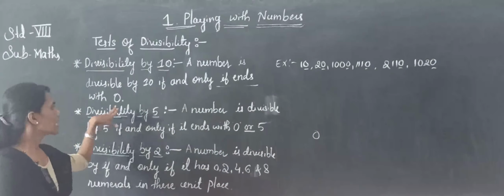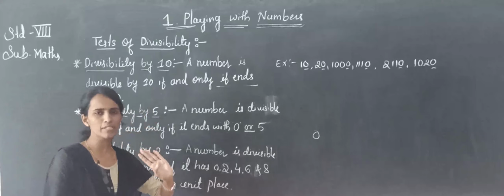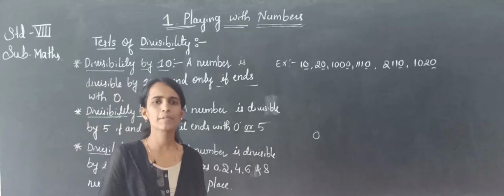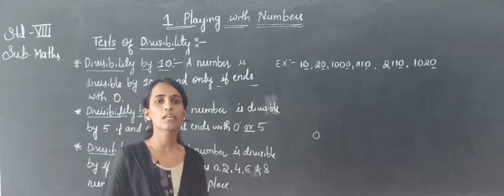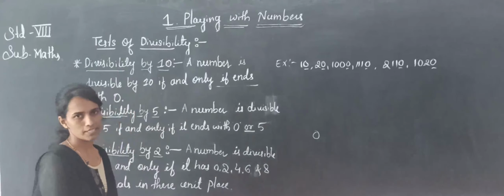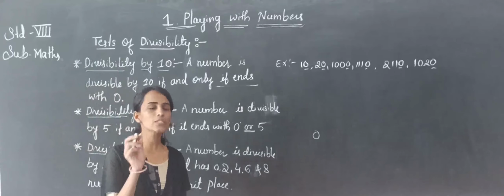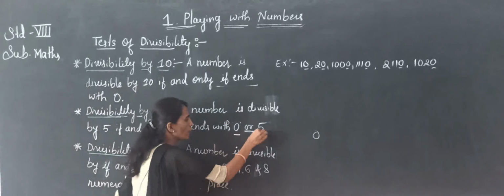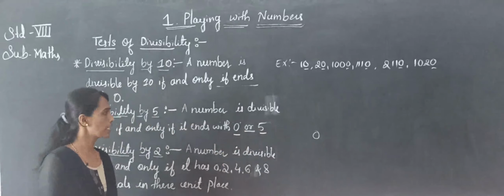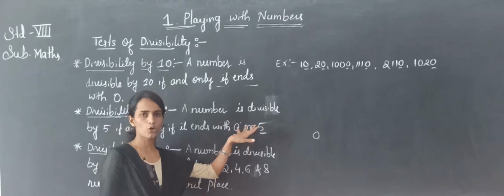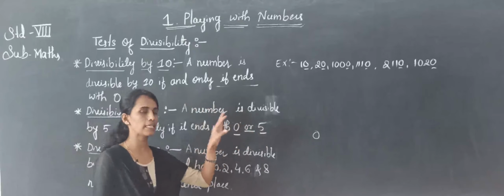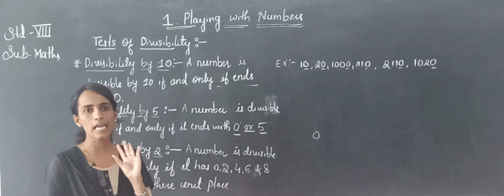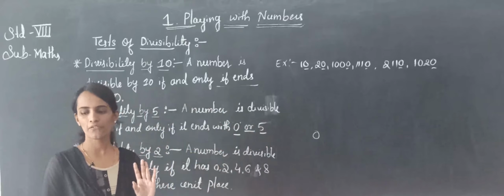The next one is the divisibility rule of 5. What is the divisibility rule of 5? Which numbers are divisible by 5? The numbers which end with 0 or 5. The number has either 0 or 5 in its unit place. At that time the number will be divisible by 5.